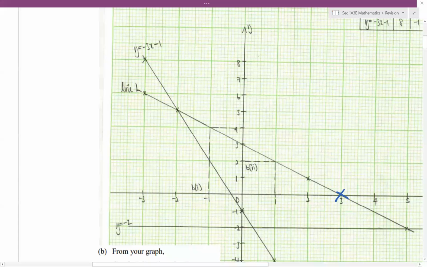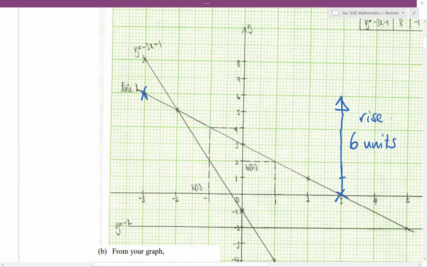Rise from the bottom up. Sorry, 1 unit, 2 units, 3 units, 4, 5, 6 units up, 6 units. That is your rise. And now we are going to run to the left. Why to the left? Because the point is on the left. So we run to the left and we count the number of units.